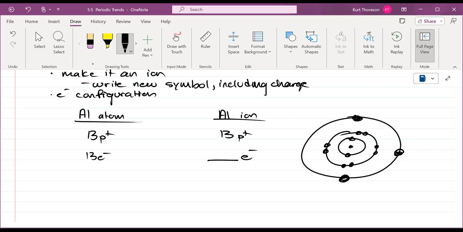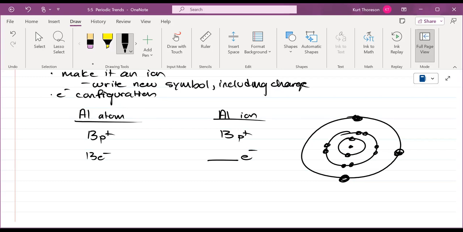All right. I have the atom on the left, 13 protons, 13 electrons. I have the ion on the right, 13 protons, blank electrons. And I have the atom drawn. How many valence electrons does aluminum have? 3. And what energy level are those electrons on? The third one.